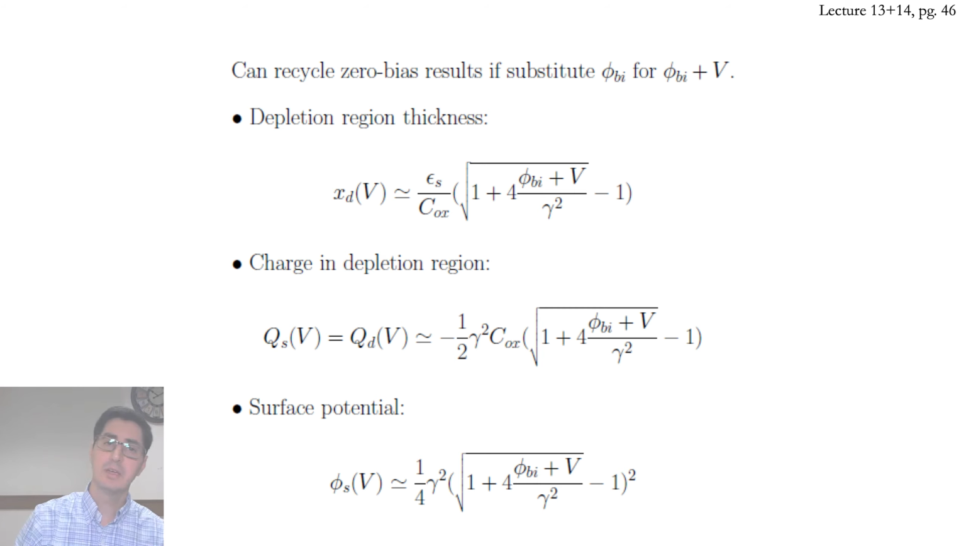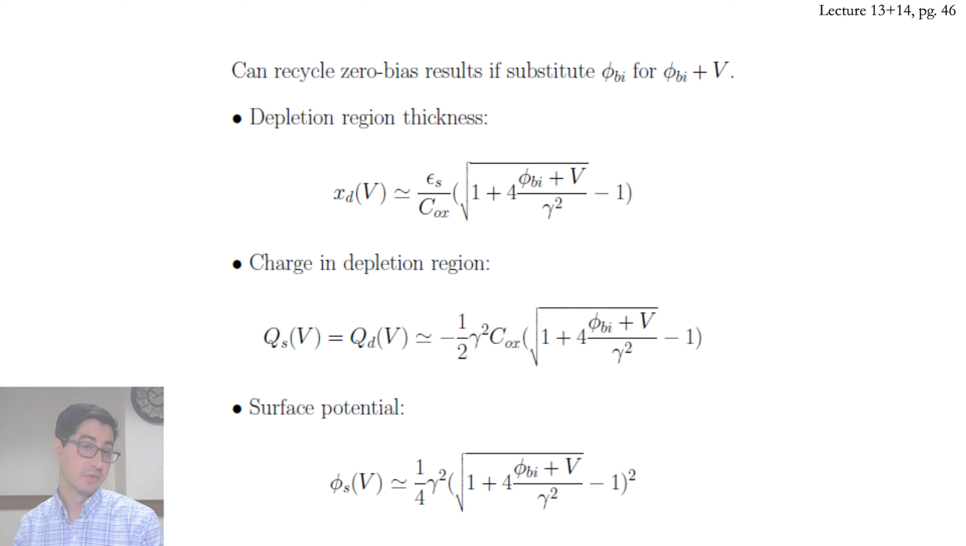So we can recycle our zero bias results just like we've done for the PN diode and Schottky diode. We just substitute in our expressions for the depletion width, the charges, and the surface potential. Instead of having phi bi, our new effective built-in potential is phi bi plus V. And you'll get the exact same results if you do the integration as we discussed in the previous slide.